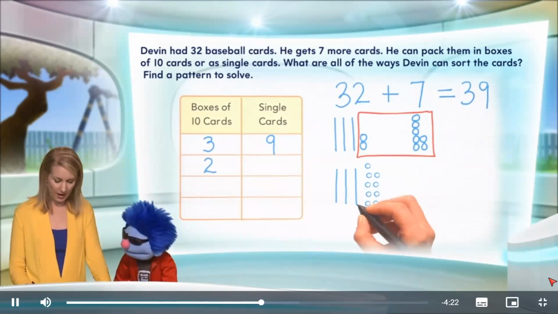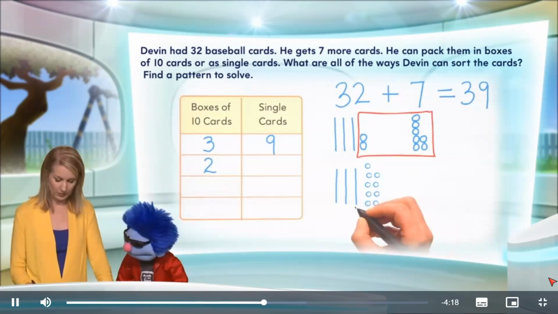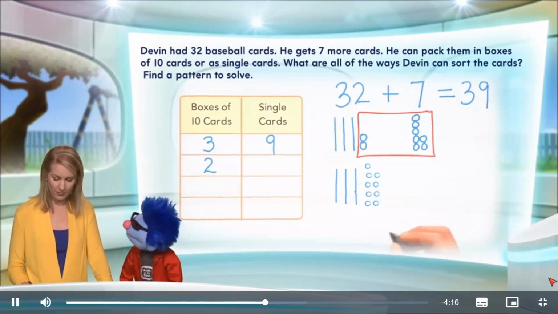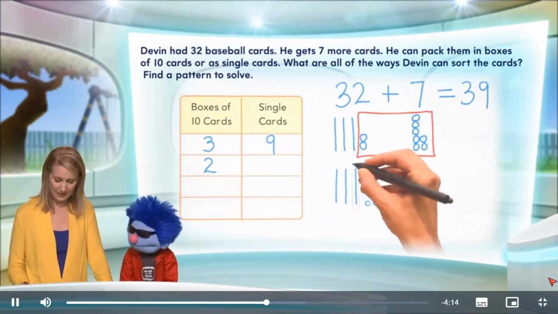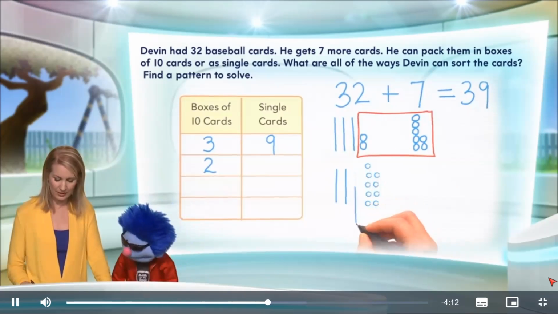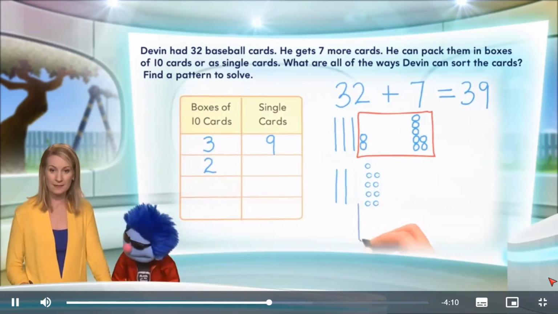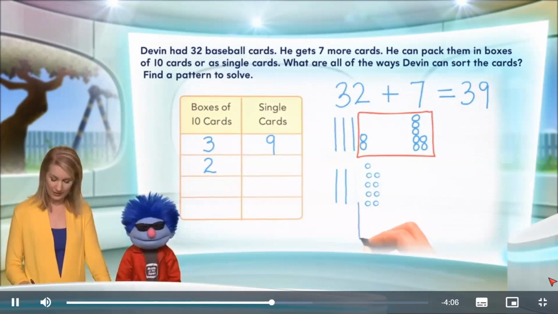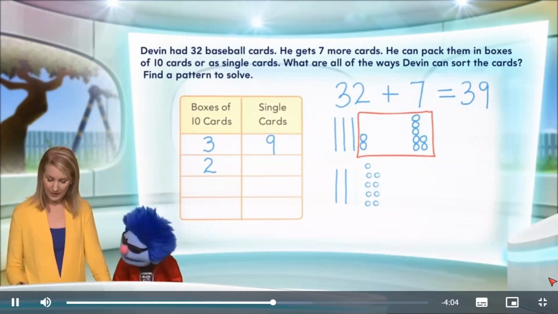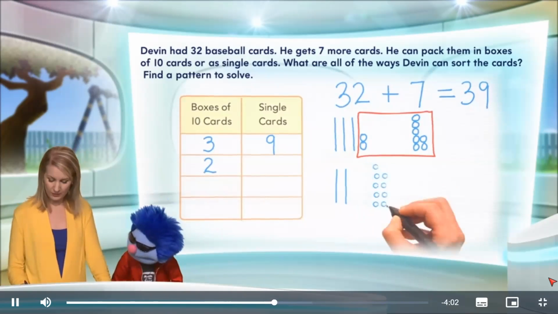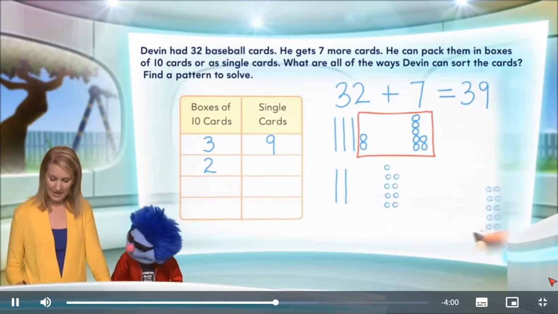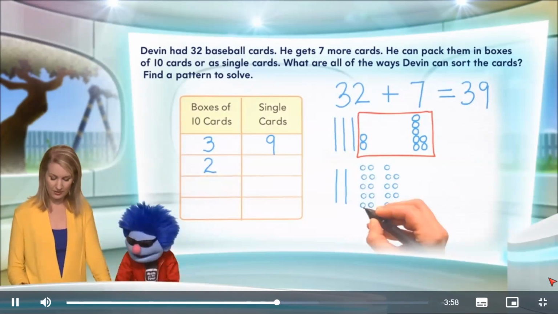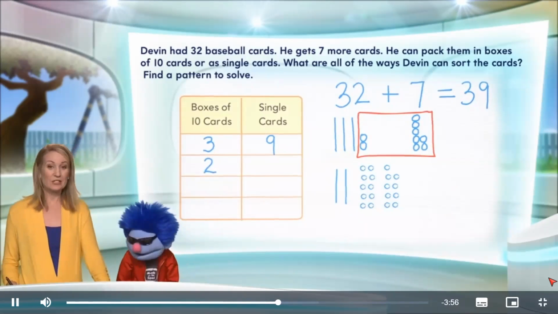Well, let's see. How about I just simply take, whoop, we don't want to do anything funny here. I know what I have to do. I have to select it. Here we go. So what I'm going to do is take this box of 10 and replace it with 10 singles. So I'm going to take this off, and we're going to move this over, make room for 10 singles. And there you go. You see that?